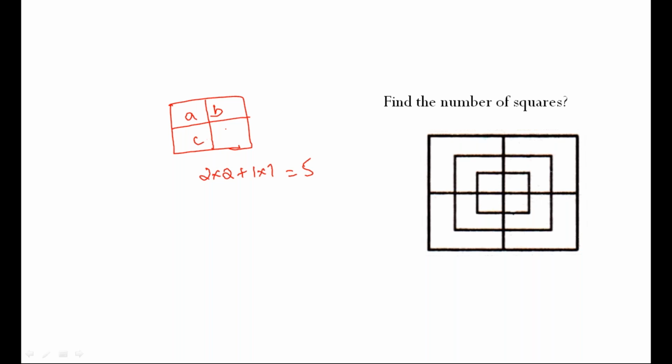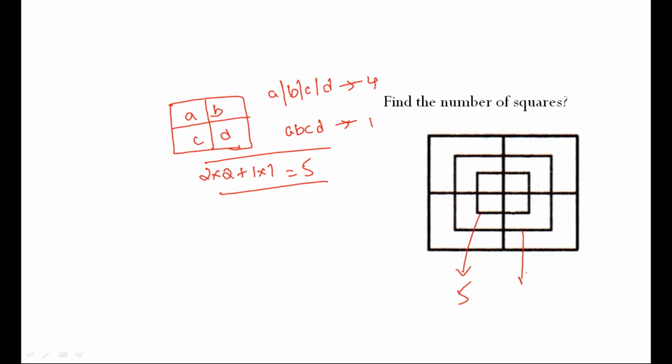A, B, C, D. A, B, C, D is 4, and the entire A, B, C, D is 1. Totally you will get 5. Okay, total number of squares is 5. Now like that, here for this one 5, for this one 5, and for the outside one 5. Total number of squares is 15.